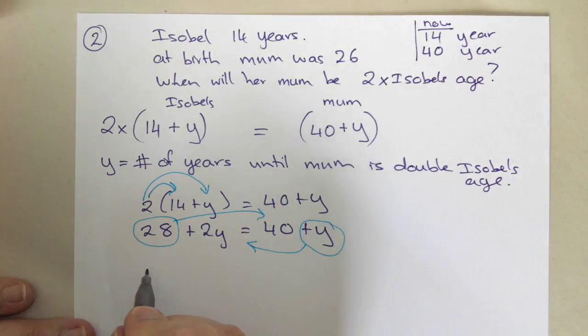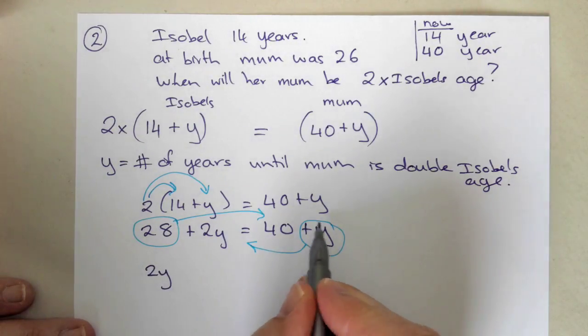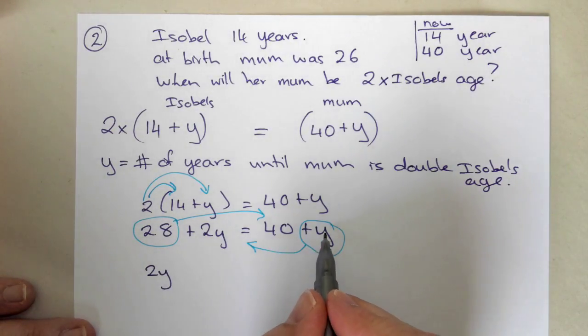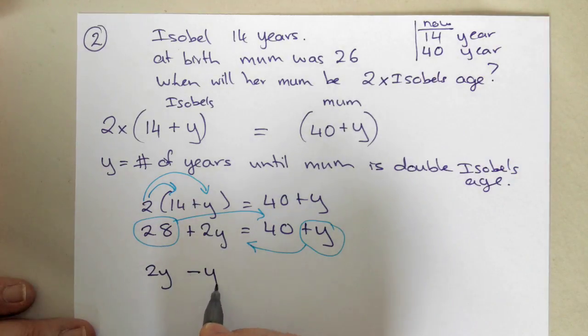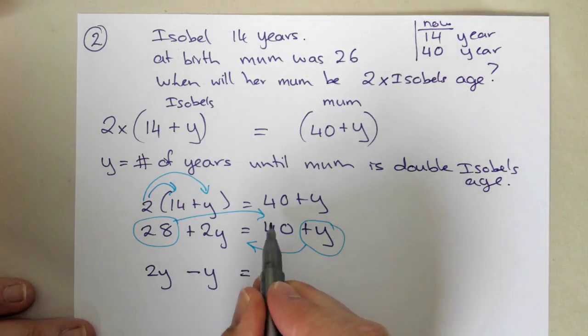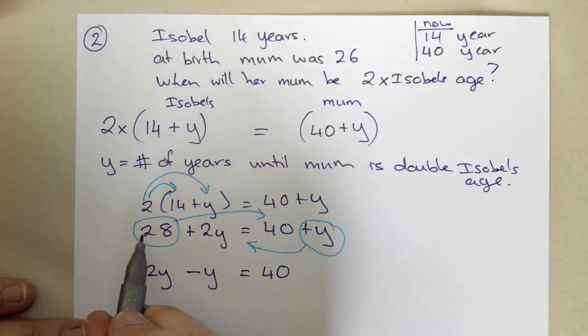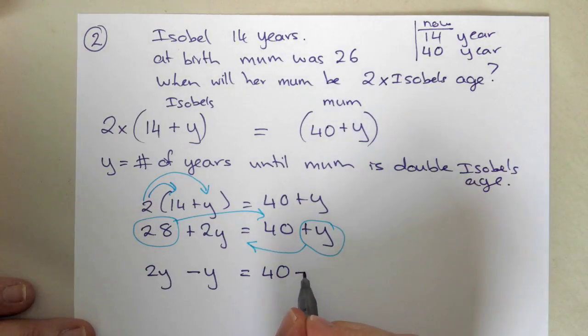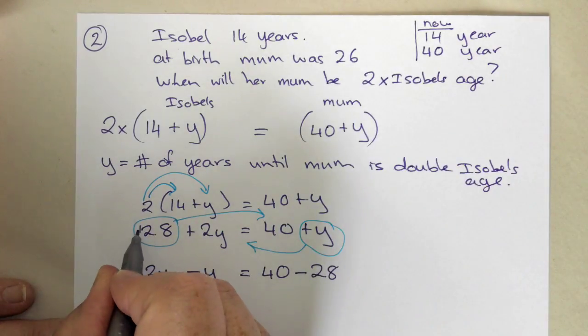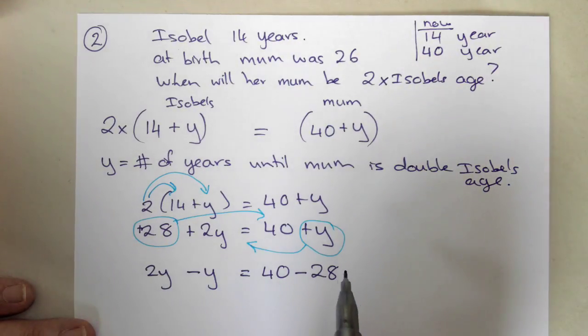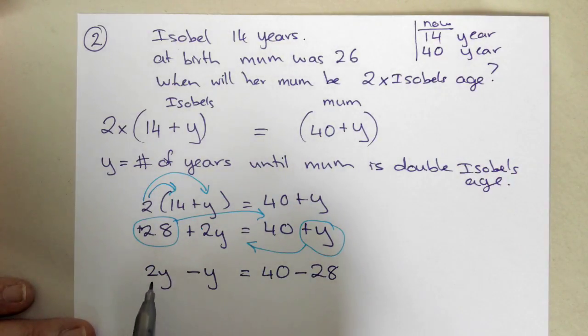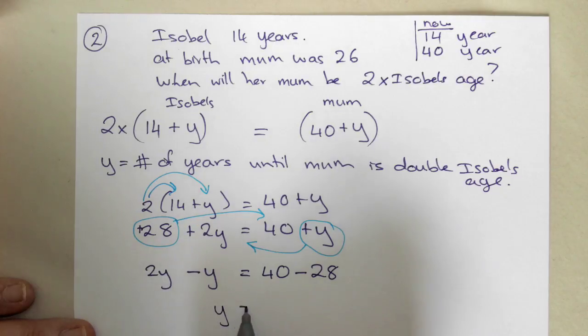So as I said, this 2y stays here. This plus y changes from being a plus y, moves across and becomes minus y. The 40 is already on the right hand side, so I leave that alone. And the 28 is moving across, so I'm going to subtract 28, because remember that's a positive 28, and when I move it across it becomes a minus. Now we can do some simplifying. 2 lots of y take away 1 lot of y, so 2y minus y gives me a y, and 40 take away 28 is 12.